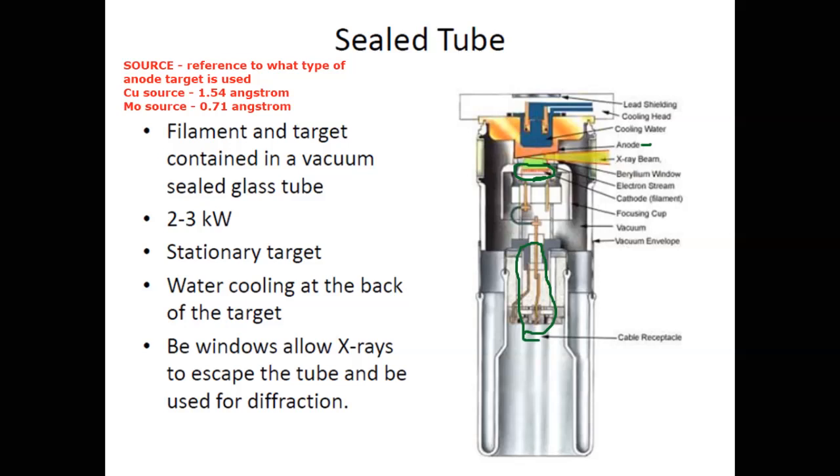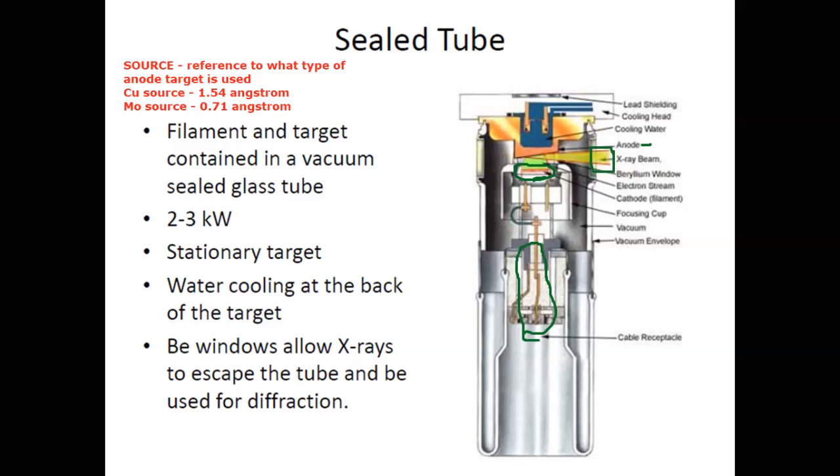So whenever you see an X-ray diffractometer, the source is always perpendicular to where the X-rays come out. As the electrons from the filament strike the target, it produces X-rays, and they go out through what's called a beryllium window into the monochromator. So this X-ray beam would then pass through the monochromator to only select the K alpha radiation.